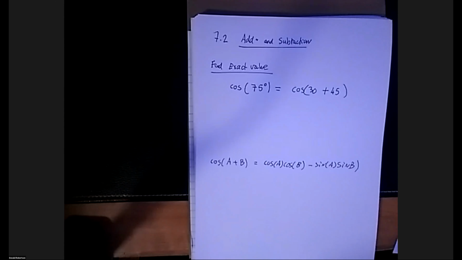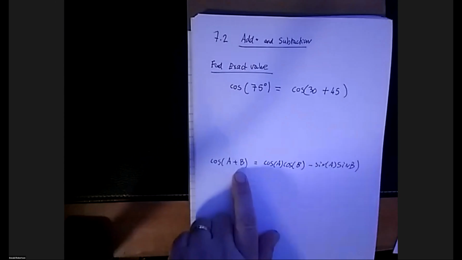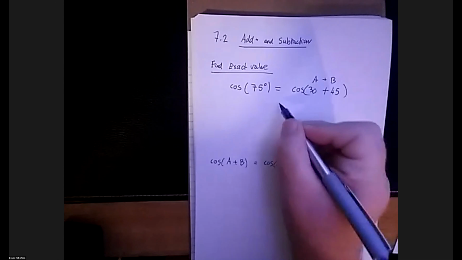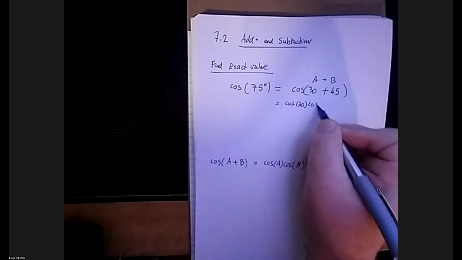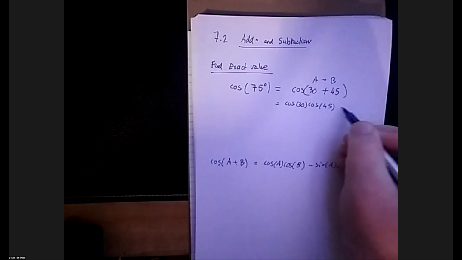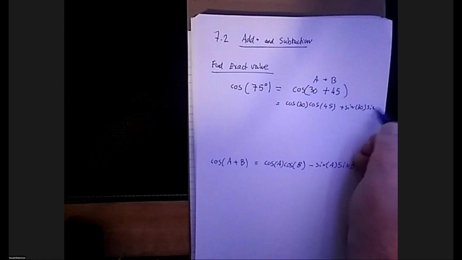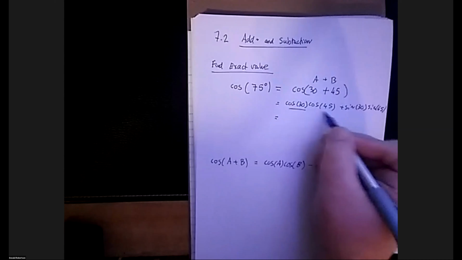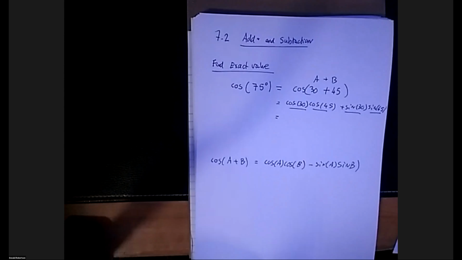Now you look at those there. What I've done is I've taken 75 and split it into two. This formula is essentially saying call this one here A and call this one here B. So I'm now going to be able to get the exact value. It's the cosine of 30 times the cosine of 45, plus the sine of 30 times the sine of 45. Now, every single one of these four pieces is in the unit circle, right? So I can find out what they're equal to.